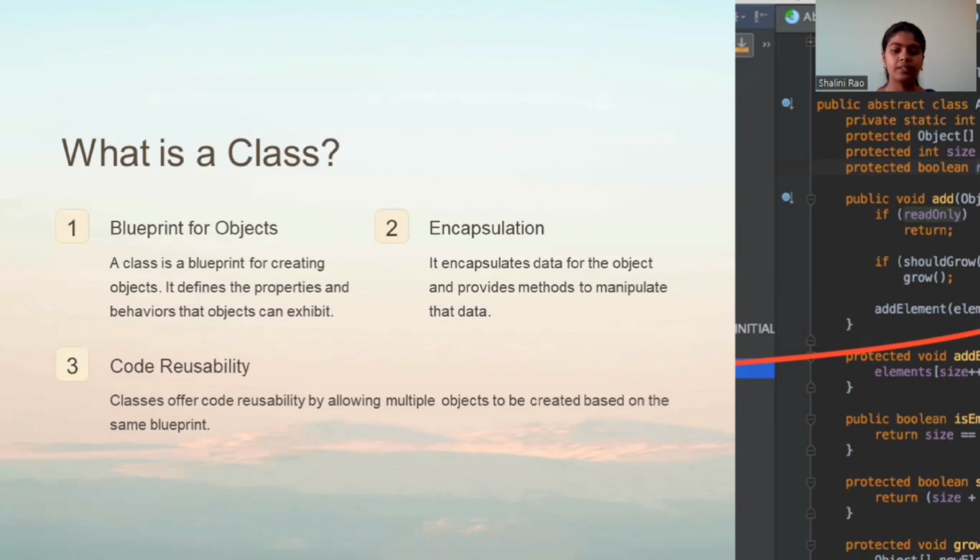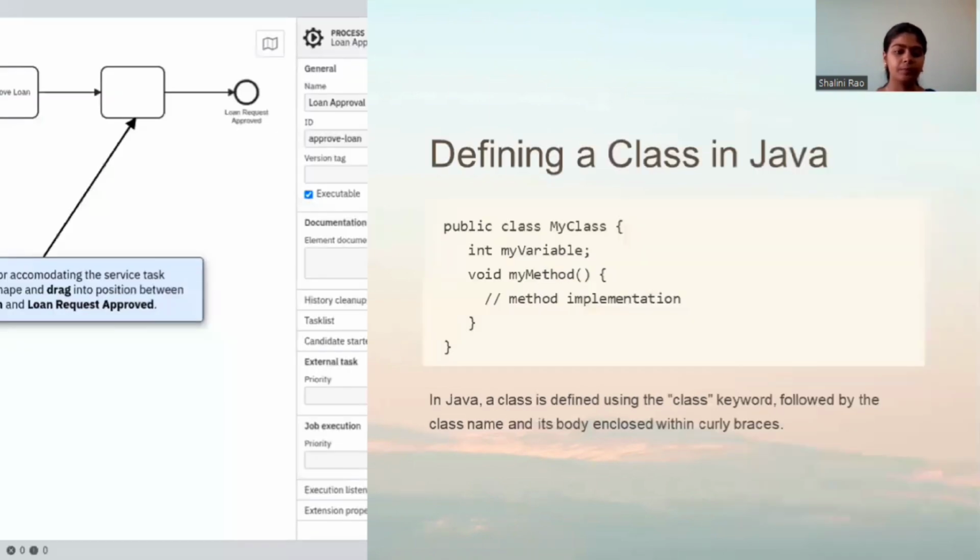Encapsulation. It encapsulates data for the object and provides methods to manipulate that data. Code reusability. Classes offer code reusability by allowing multiple objects to be created based on the same blueprint.